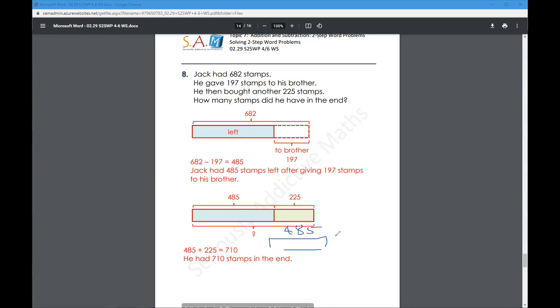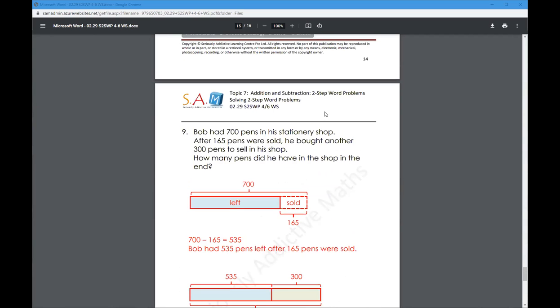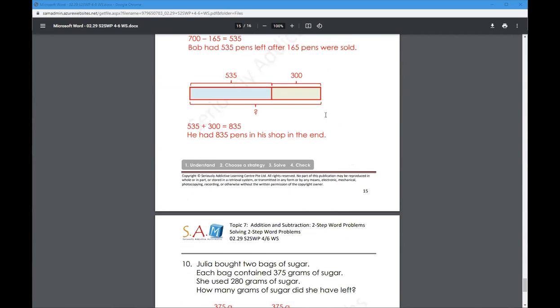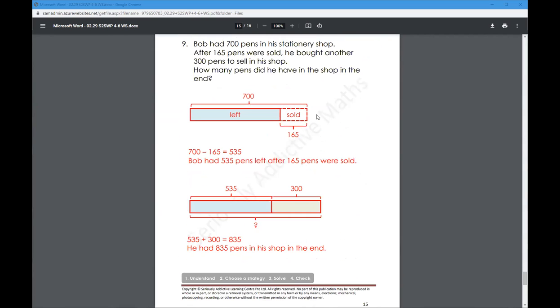This is a bit more challenging. He then bought another 225 stamps, so they need to add another portion here, 225. And then, how many stamps did he have in the end? So that's a question mark. Please show them how to do this question. After that, you might want to assign one more question for them, perhaps question 9, because it's similar. Make sure that they know how to do it.